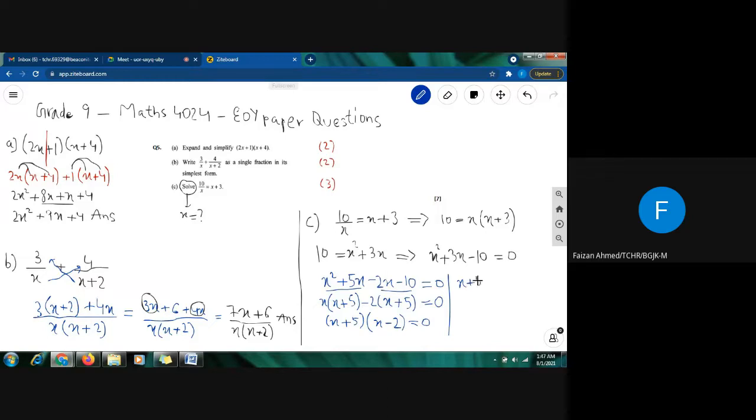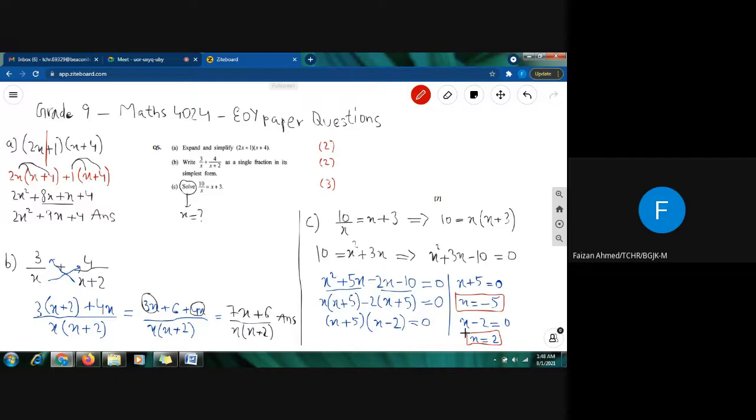When I put x plus 5 equals to 0, this plus 5 will go to the other side, and the first value of x is minus 5. The other factor will be x minus 2 equals to 0, and when minus 2 is shifted to the other side, this will be positive 2. So the two values of x are, the first value is x equals minus 5, and the second value is x equals 2. Since this was a quadratic equation, there must be two answers. So these are the two answers which I am getting, minus 5 and plus 2.